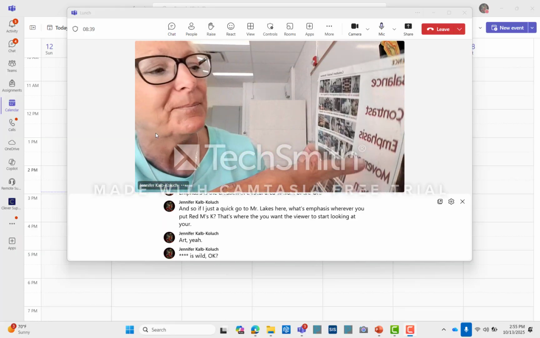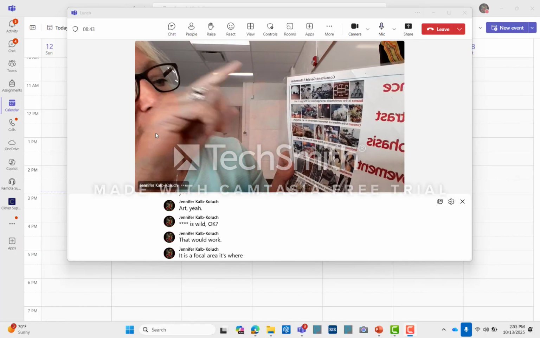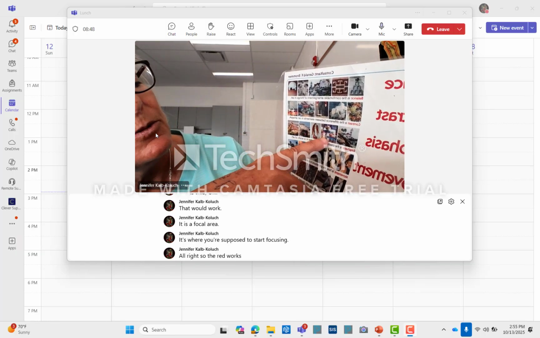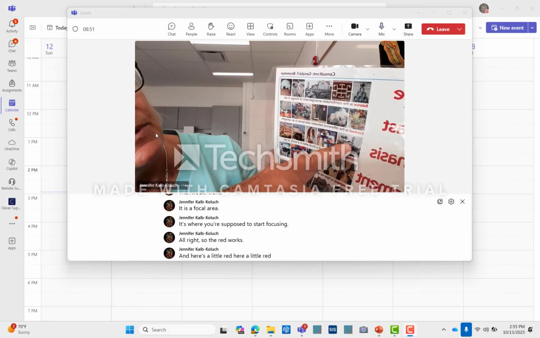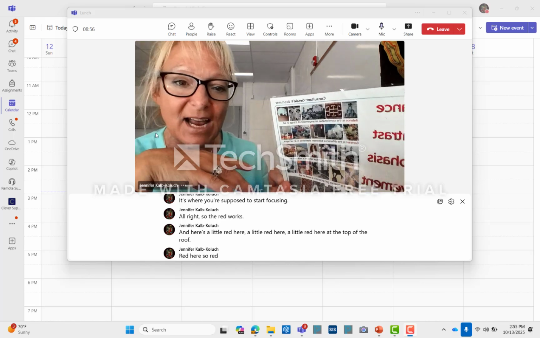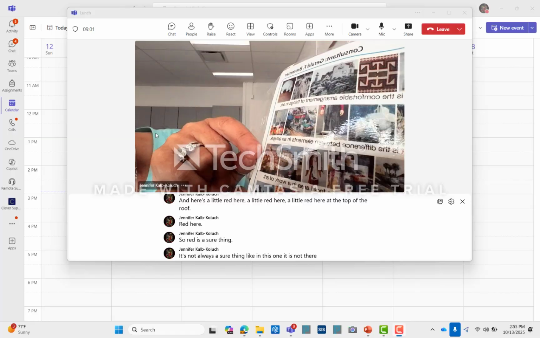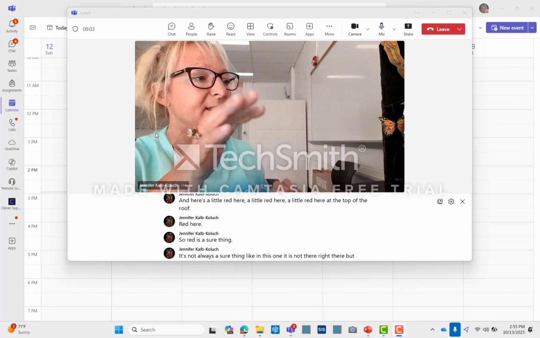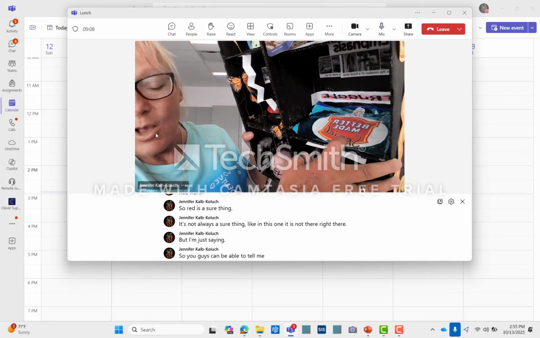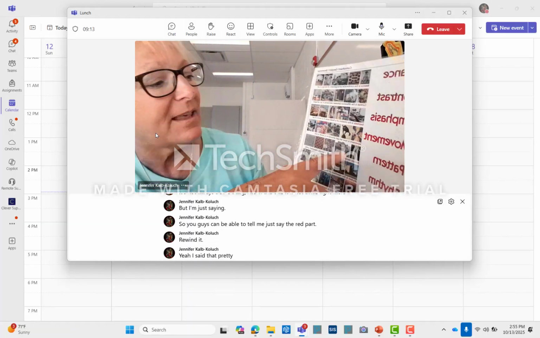Okay, that would work. It is a focal area. It's where you're supposed to start focusing. All right, so the red works. And here's a little red here, a little red here, a little red here at the top of the roof, red here. So red is a sure thing. It's not always a sure thing, like in this one. It is not there, right there. But I'm just saying, so you guys can be able to tell me, just say the red part. Okay, I said that pretty good. I'm pretty proud of that.